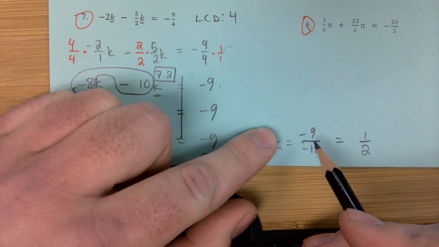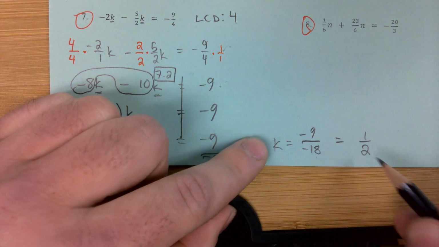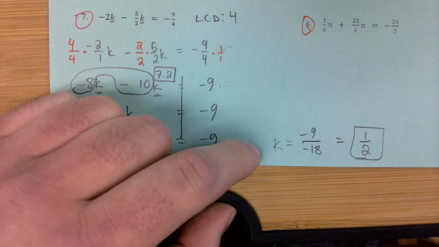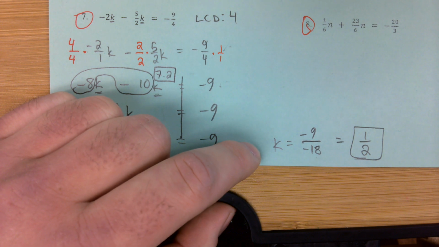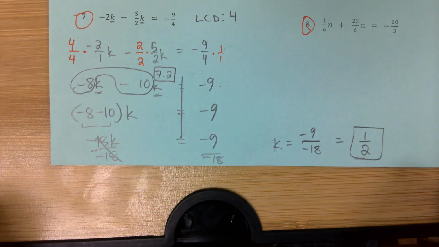When we have a negative sign over a negative sign, those negative signs cancel out, right? Giving us a positive result. Yes, Jordan? Sure. Any questions about number 7?